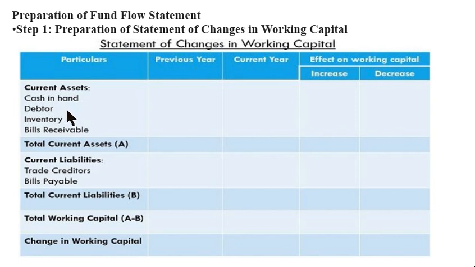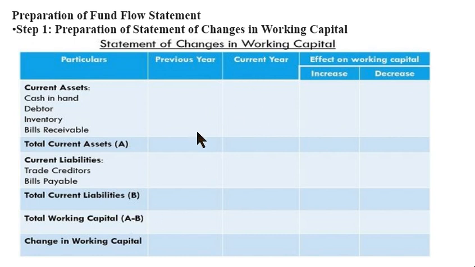Then we have to write all the current liabilities. They include trade creditors and bills payable, outstanding expenses, and bank overdraft. All of this comes under current liabilities. Then write the total of current assets here and the total of current liabilities here. Total working capital is A minus B, that is current assets minus current liabilities.